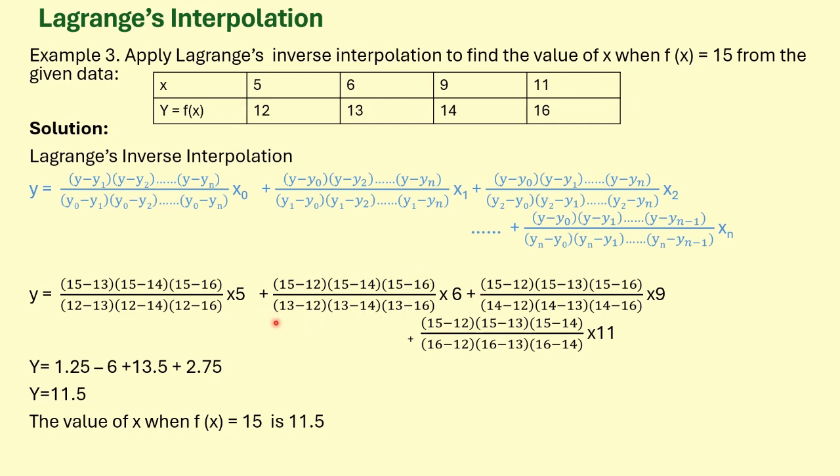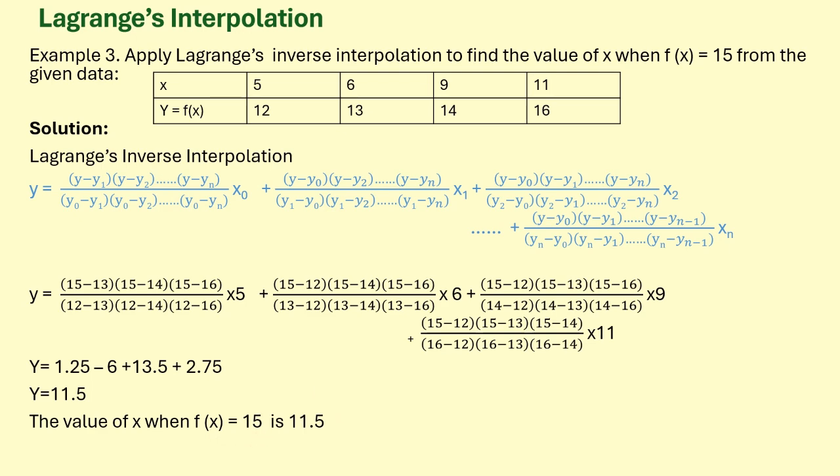Here we have to take y1. Okay, y1 here is 13. So 13 minus 12, 13 minus 14, 13 minus 16, into 6. This 6 is the x1 value. This was x0. Okay, similarly we have to substitute all the values. On simplification, we get 11.5. The value of x when f of x is 15 is 11.5.